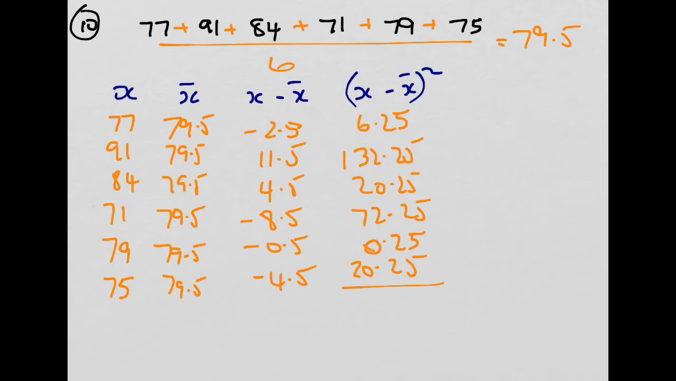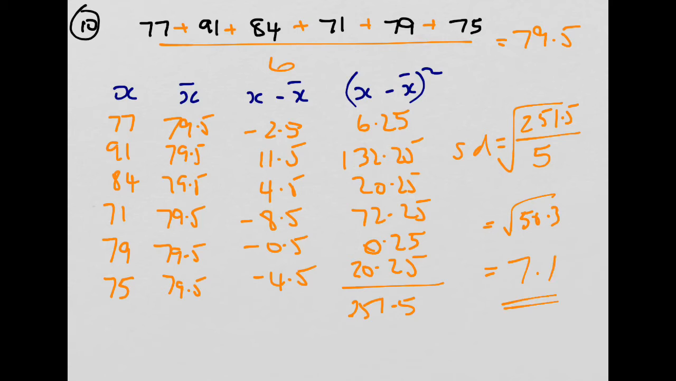Now if you add all these up, you get 251.5. So the standard deviation is that number, 251.5, divided by 1 less, which is 5. Do the division on your calculator. Square root of 50.3 is left, which gives us 7.1. There isn't a second part to this question, so we're done.